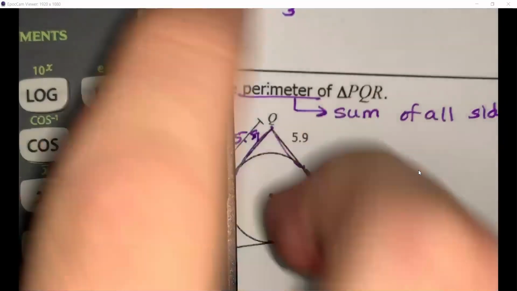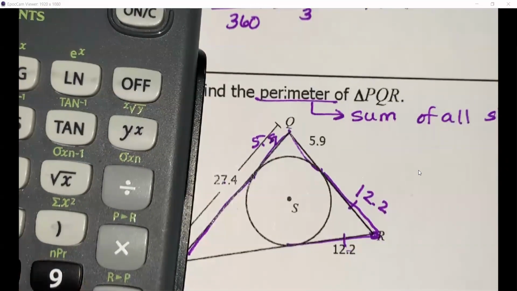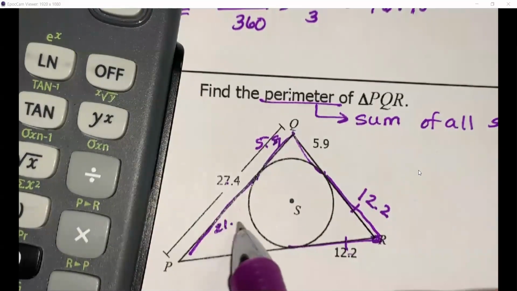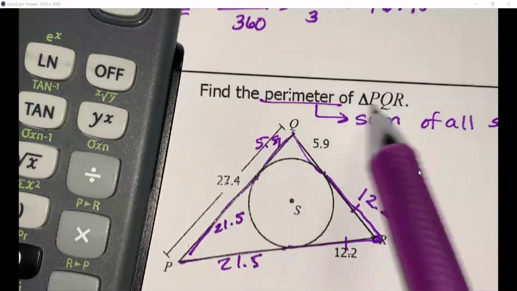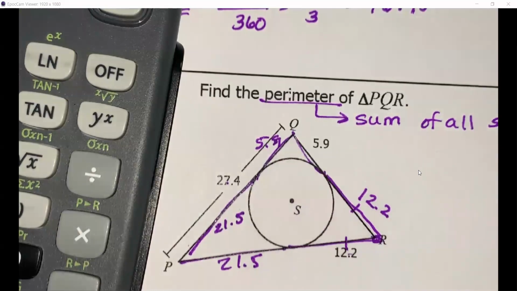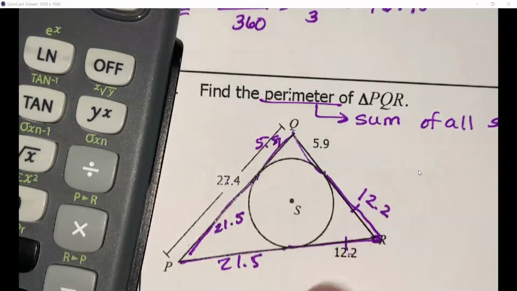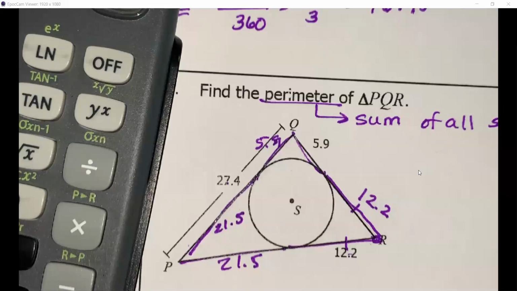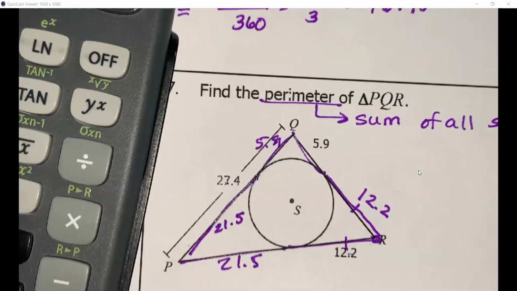I don't feel like subtracting decimals in my head, so I'll do 27.4 minus 5.9, and that gives me this little side to be 21.5. So if this is 21.5, this is 21.5. Now I have all the pieces of all the sides of this triangle PQR, so I just add them all up: 5.9 two times, 12.2 two times, and 21.5 two times. And I get my perimeter to equal 79.2.